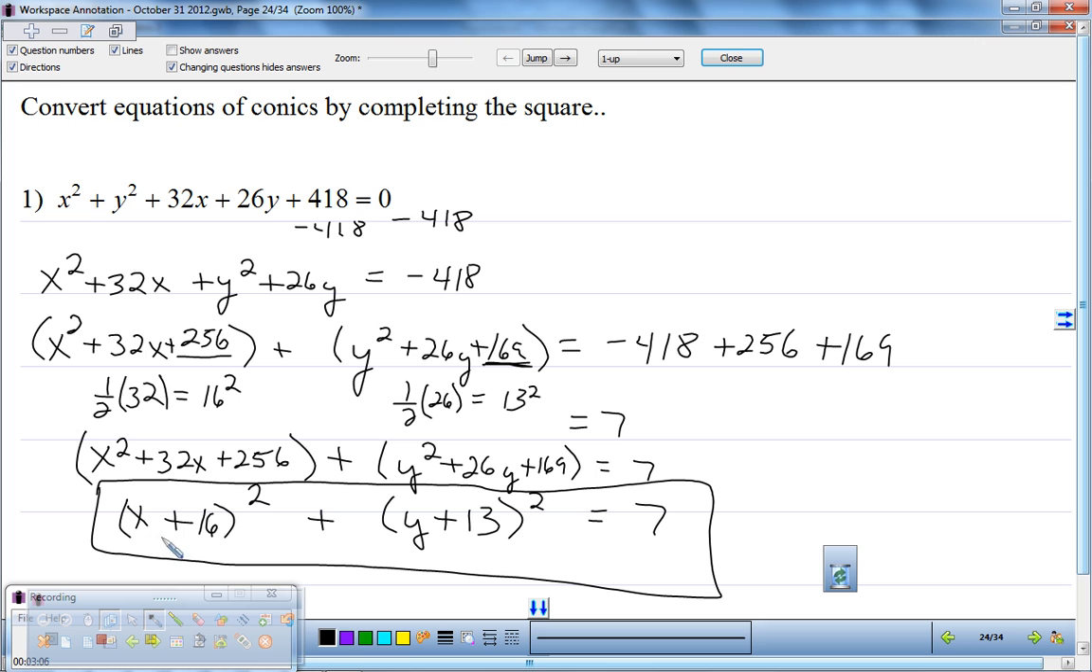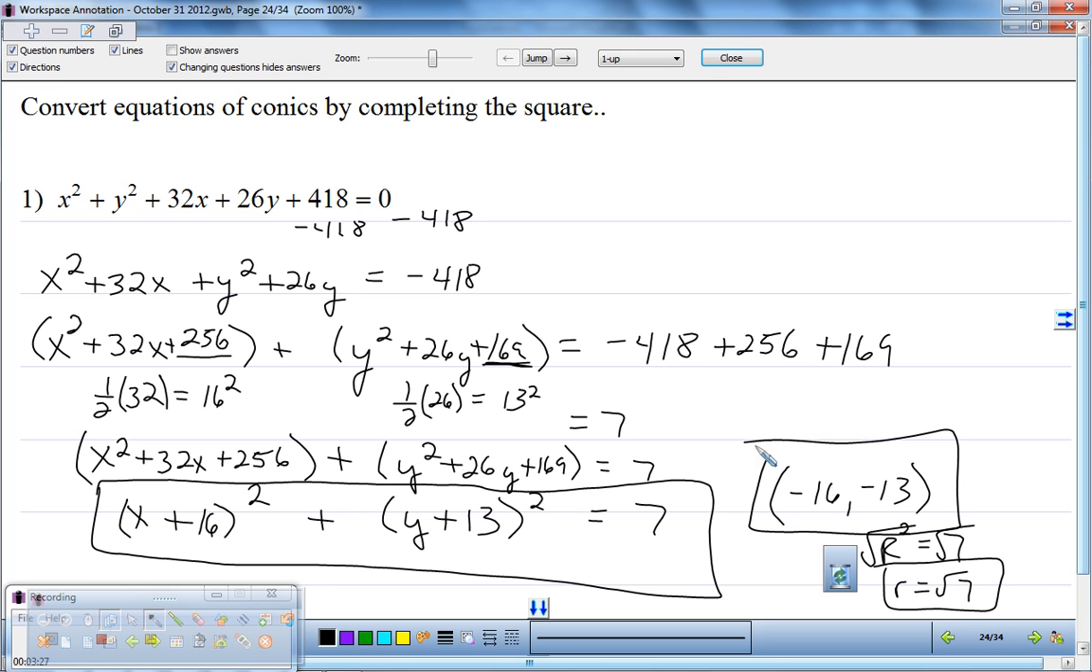Now this is a circle, and our center for this circle would actually be negative 16, negative 13. And our radius, because r squared is 7, so our radius, r, is equal to the square root of 7. So that's our radius, and that's the center of the circle. Okay, but we were asked to find the equation.